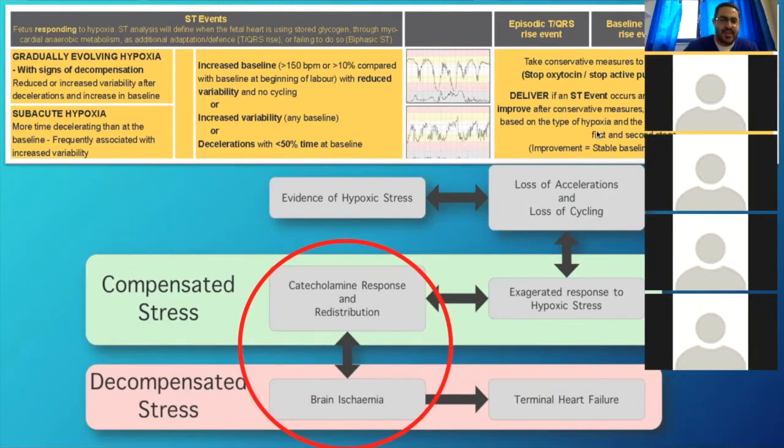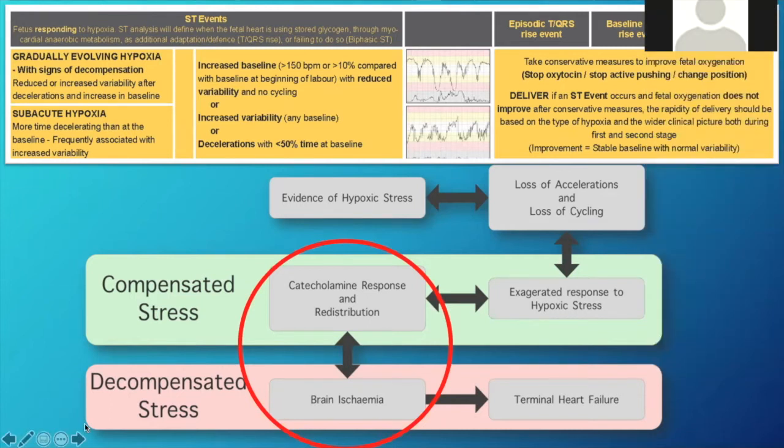Great, thanks. Just one question. On the protocol there, it says no cycling. It's a term I hear used quite a lot. Can you just define cycling before going any further?